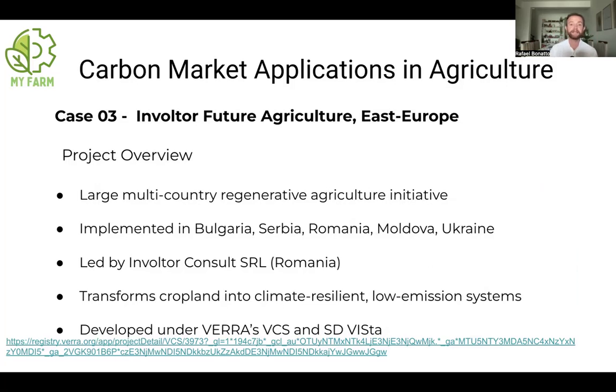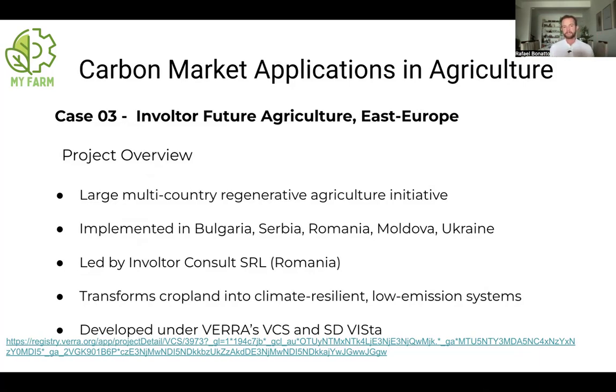We get to the third example of our VCM, the Voluntary Carbon Market project. It's a huge one, even bigger than the first, even bigger than the second. The third one is called Involter Future Agriculture, the Eastern European countries. And again, you see the link at the bottom of the page. Just click that, and this link will send you directly to the Verra certification page. And with that, you're going to be able to download the document called the PD, the project document, to check. It's over 300 pages. You can get acquainted with the project and study a lot.